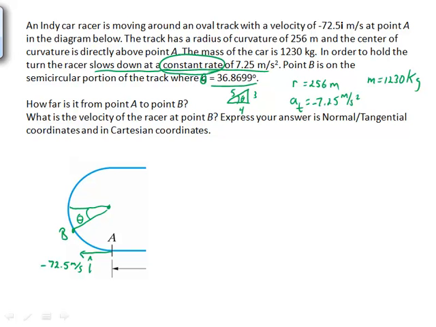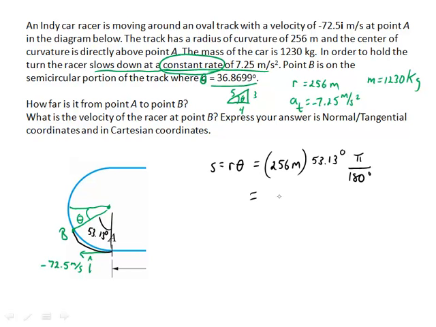The first question is, how far is it from point A to point B? And I mean along the track. That's an arc length. And so S equals R theta, and that's going to equal 256 meters times 36.87 degrees, rounding that off a little bit, that's going to leave me with an angle in here of 53.13 degrees. But when I do S equals R theta, I don't want degrees, I want radians. So I multiply this by pi over 180 degrees. And so I get an arc length of 237.387 meters. And I'm going to get a little ridiculous with significant digits here because I'm going to be using these numbers over and over again.